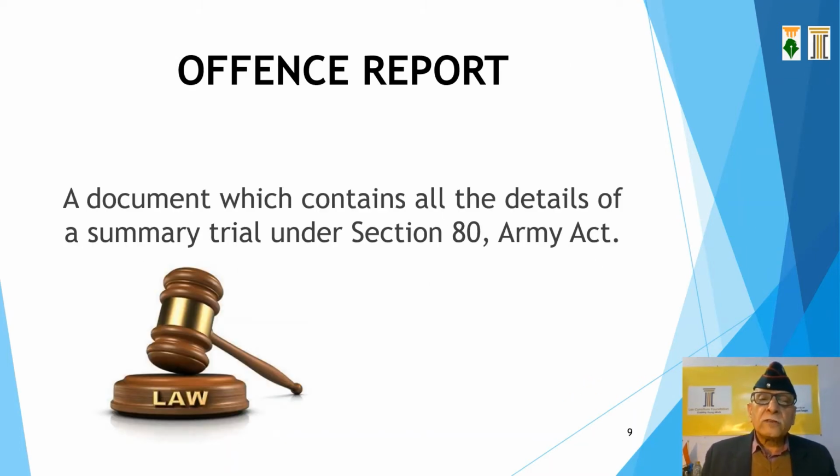Now, there is a document or a form called the offense report. This offense report is available and can be seen under the Army rules on page 202. I will shortly show it to you, where a record of the proceedings conducted under summary punishment is to be recorded.